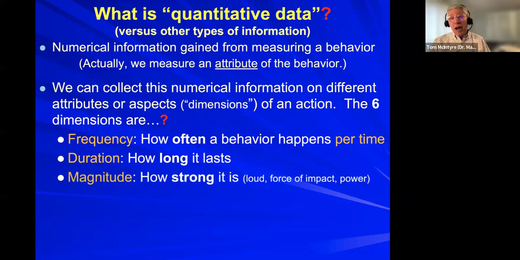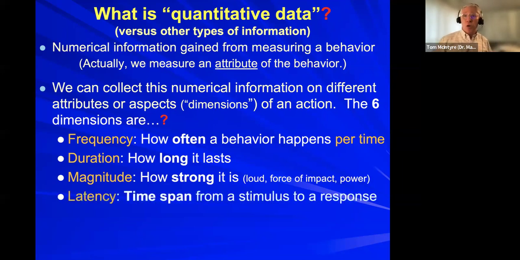It could be how strong the behavior is, what we refer to in ABA terminology as the magnitude. That's the difference between a whisper and a yell, between a friendly punch in the shoulder and a much more aggressive, powerful, forceful punch to the shoulder. Magnitude can make a difference as to whether a behavior is okay or not okay, given the circumstances.